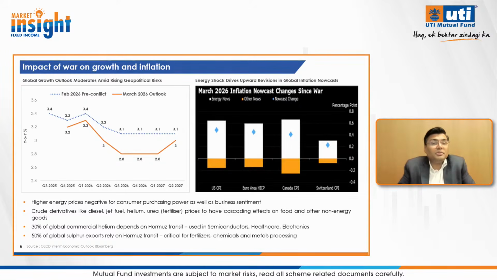So for example, 30% of global commercial helium depends on Hormuz transit. So basically, helium is a derivative of LNG. Since Qatar is one of the largest producers of LNG, that's also one of the primary suppliers of helium. And helium is a very important raw material for semiconductors. It's a very important raw material for health equipment like MRI scanners. For most of the electronics, also, helium is a key raw material. So this is not just about the price impact. This is also about the supply.